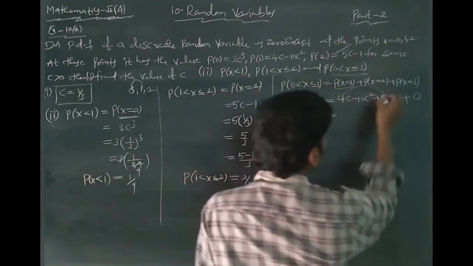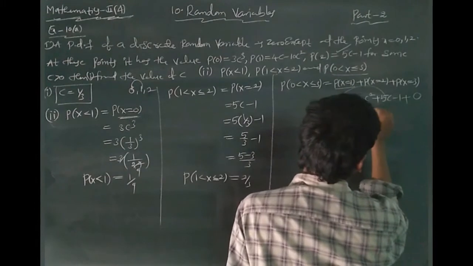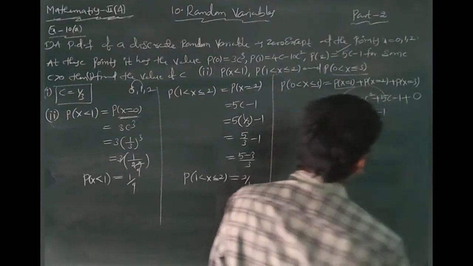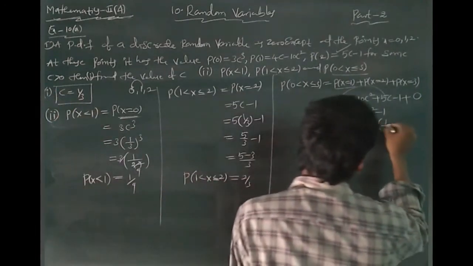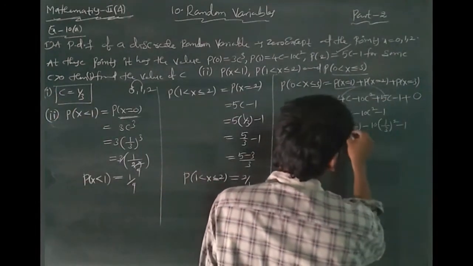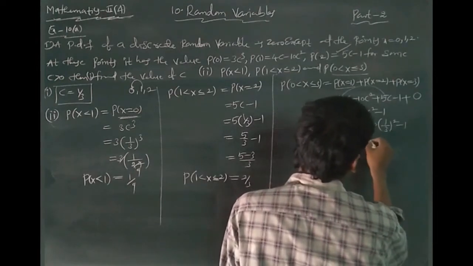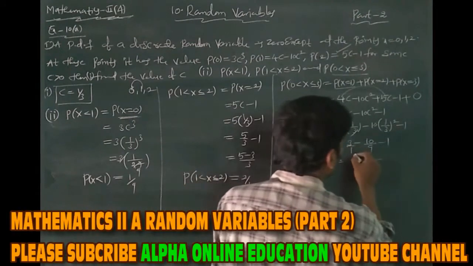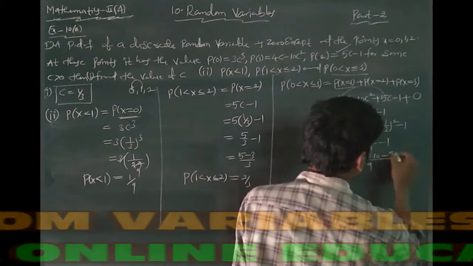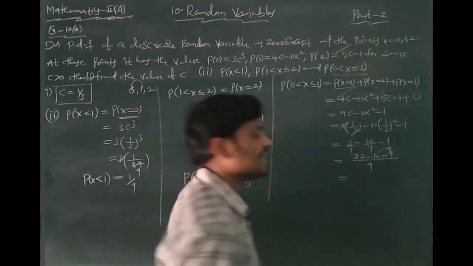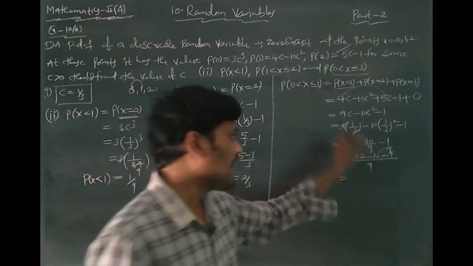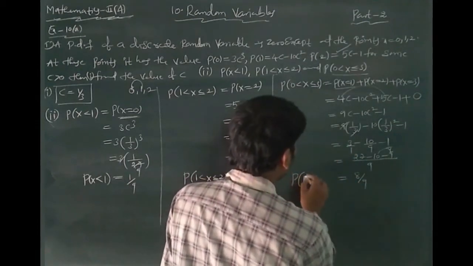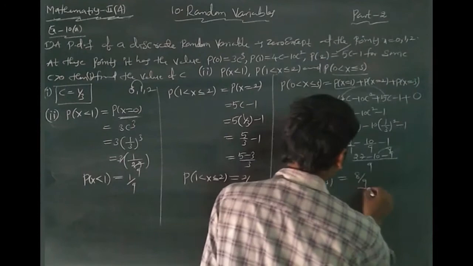After that, 4c plus 5c is 9c, minus 10c square, minus 1. 9 into c value 1 by 3, minus 10 into c square, which is nothing but 1 by 3 squared, minus 1. That is 3 by 1... 3 3s are 9, so minus 10 by 9 minus 1. You have to take 9 as the LCM: 27 minus 10 minus 9, which is minus 10 minus 9 is minus 19. 27 minus 19 is 8. So 8 by 9. This is the value of P of 0 less than x less than or equal to 3.